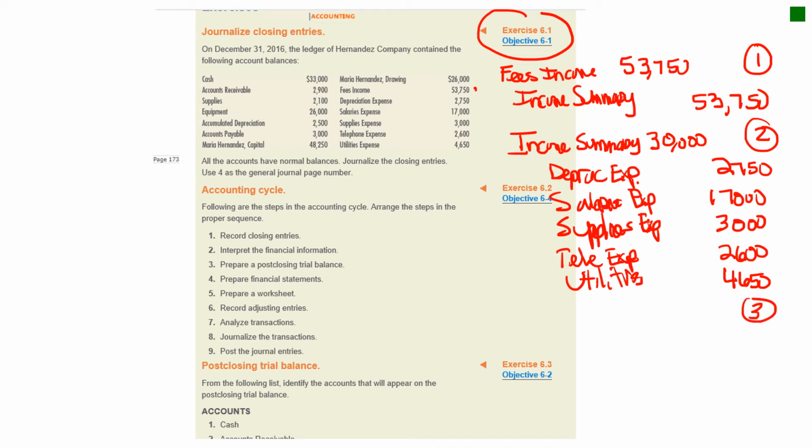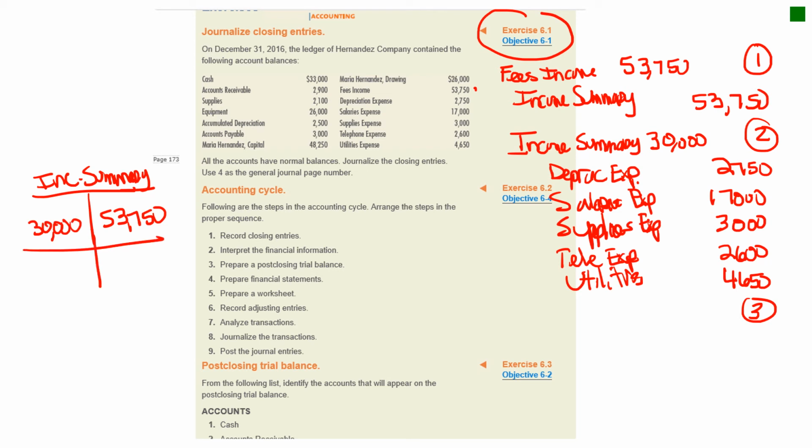The third closing entry, I'm going to put the T account over here. If you look at income summary, once you posted the first two entries, you would have put the revenues, which is $53,750 on the credit side, and the expenses of $30,000 you would have put on the debit side. So right now you're looking at a balance in income summary of $23,750, which represents net income actually. But now we want to close this account out to zero.